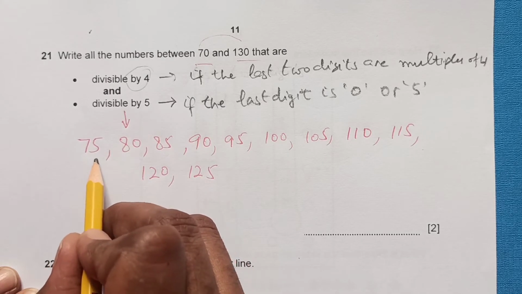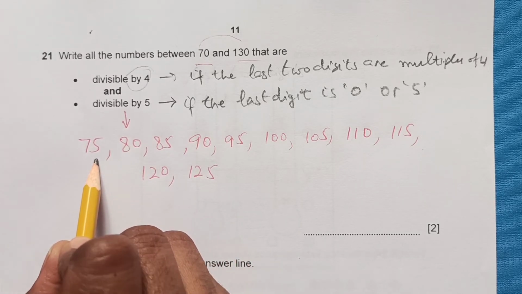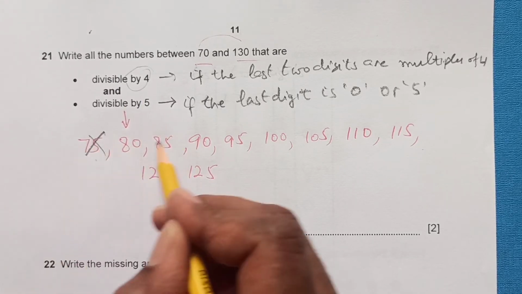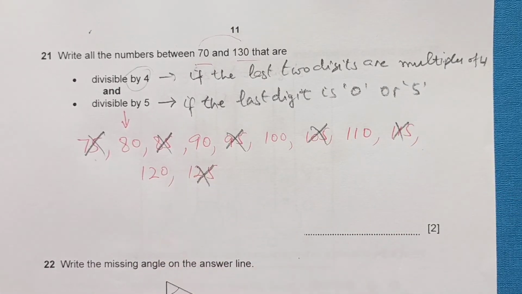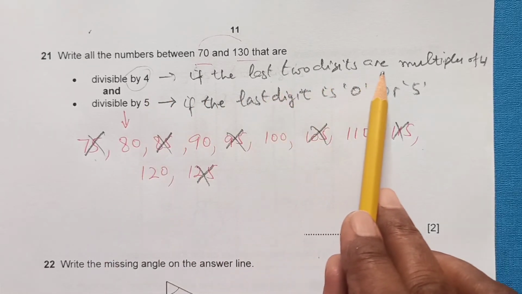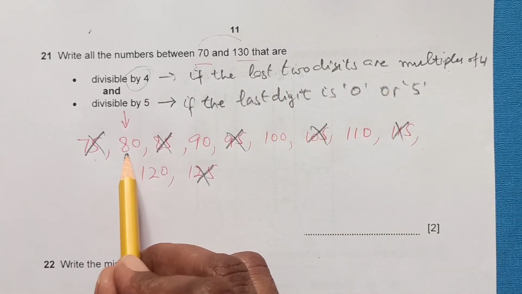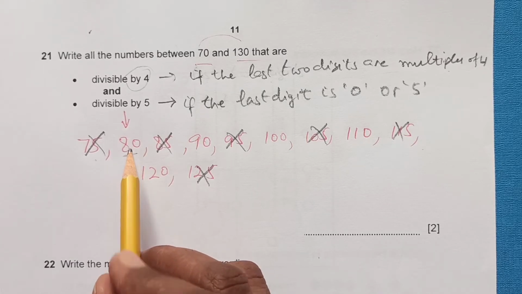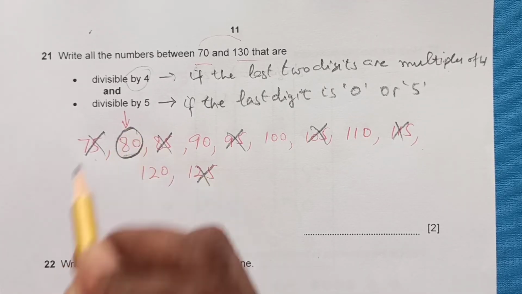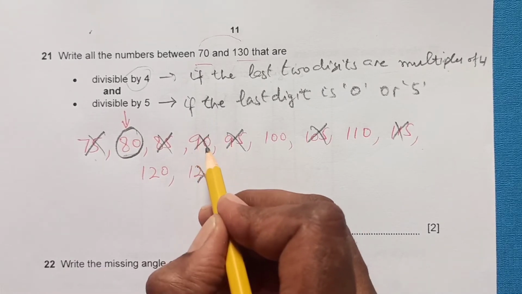So that means those ending with 5 cannot be divisible by 4. So we will cross them out, right? All that end with 5. So now our list is smaller. Now we are looking for last 2 digits that are multiples of 4. So these two are multiples of 4, you can divide, 4 times 2. So 80, right? This one is not, so we'll cross this out.